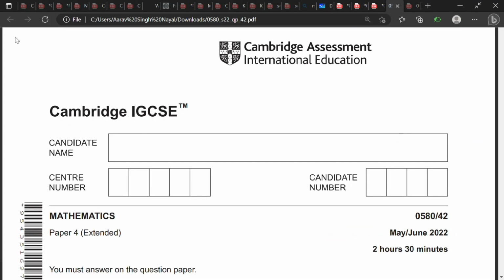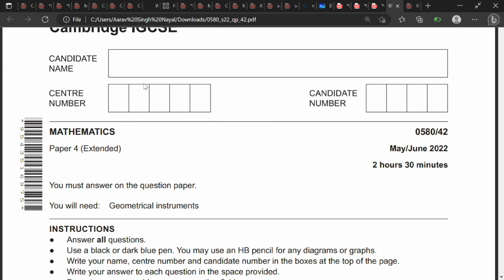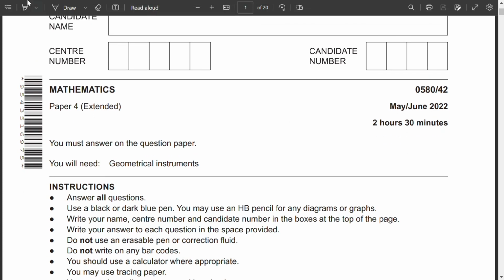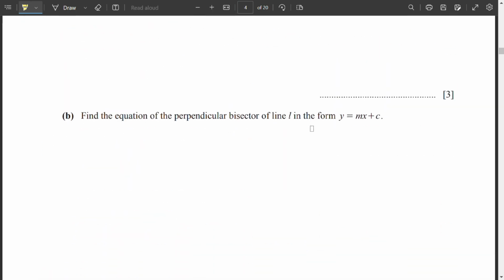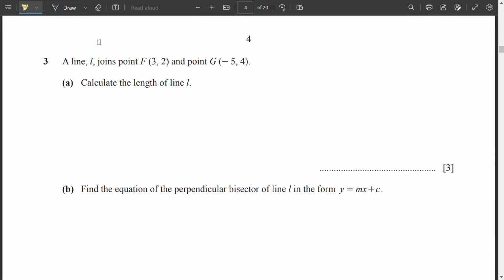Okay, for our next question, it's actually from a different paper. As you can see, this is May June 2022, paper 42. The question number is actually 3. So we could directly go to question 3. A line L joins the points F and G. Calculate the length of line L.